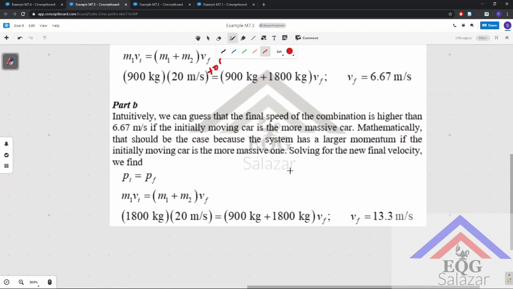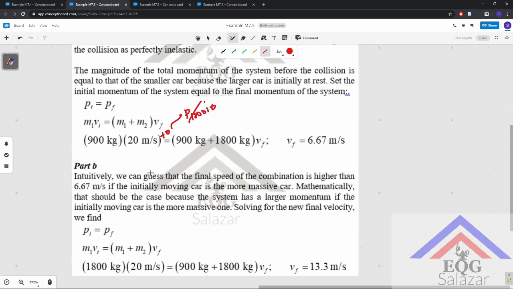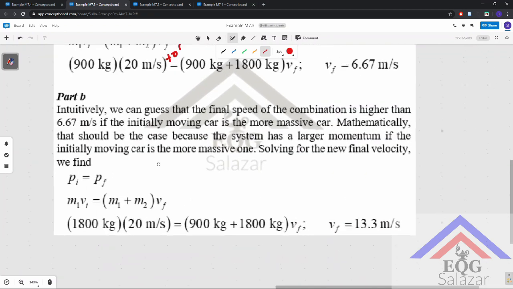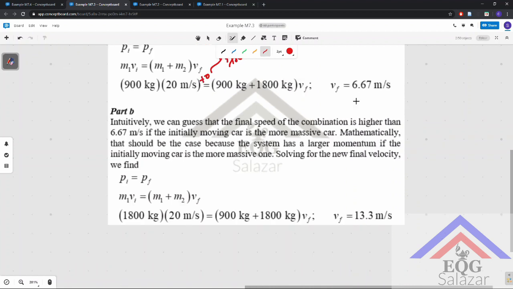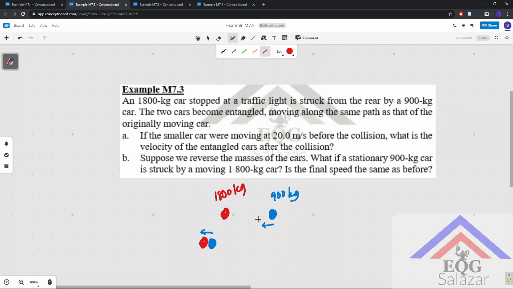Now if we reverse the masses of the cars, it's the same thing. We will just apply the same formula, only that for M1 we will be using 1,800, and for M2 we'll be using 900. So solving that, we will have a VF of 13.3 meters per second, which is substantially higher. It's double in size from part A. So the larger the mass that hits the car, the faster it goes when it becomes entangled.